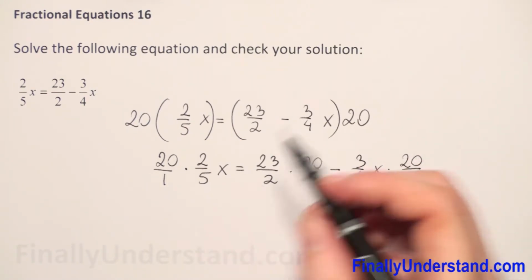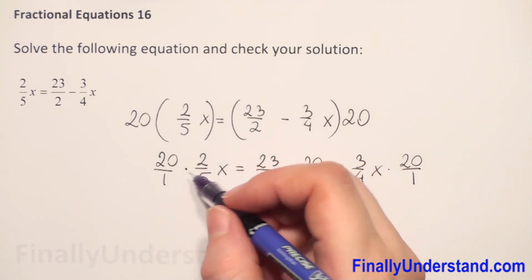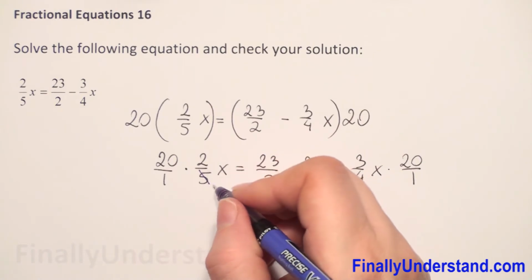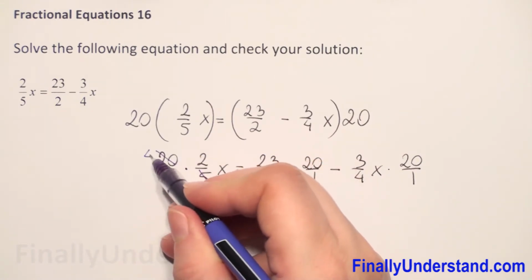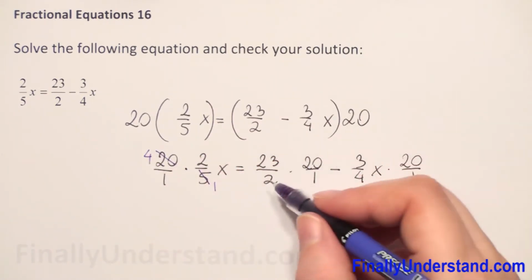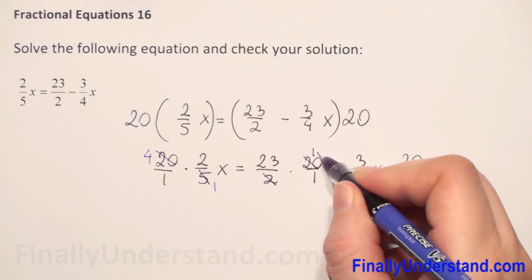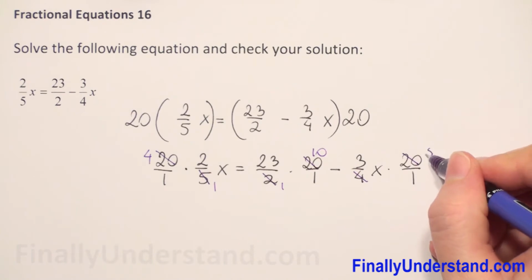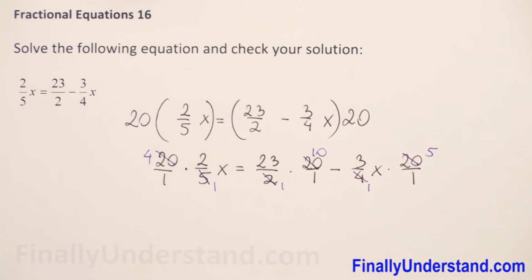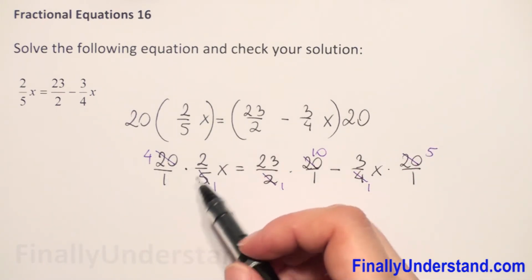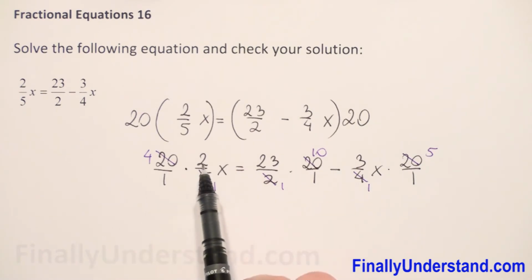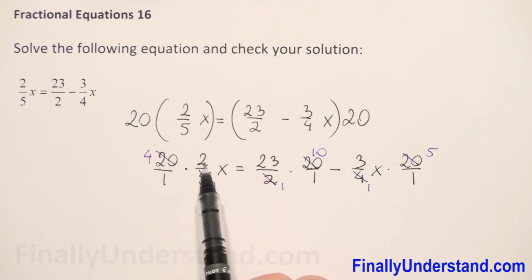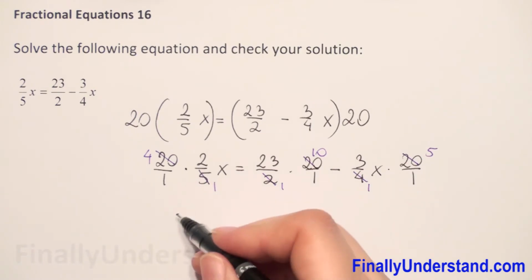So now first we can reduce, because we have multiplication. 20 and 5 we can reduce, it will be 1 and 4, and 2 with 20 will be 10 and 1, 4 with 20 will be 5 and 1. So now we have multiplication of fractions. 4 times 2, we multiply numerator times numerator, denominator times denominator. 4 times 2 is 8 over 1 is 8.